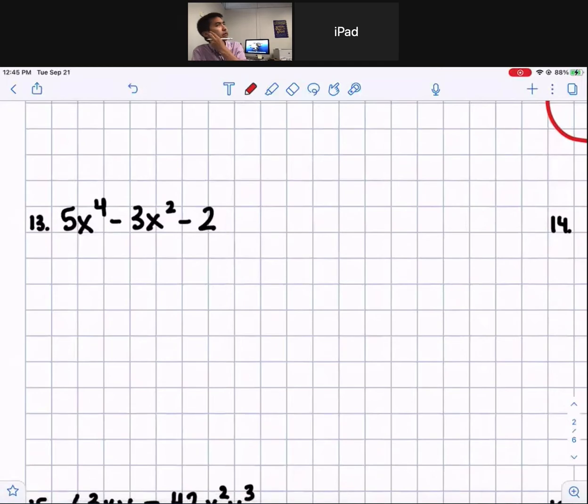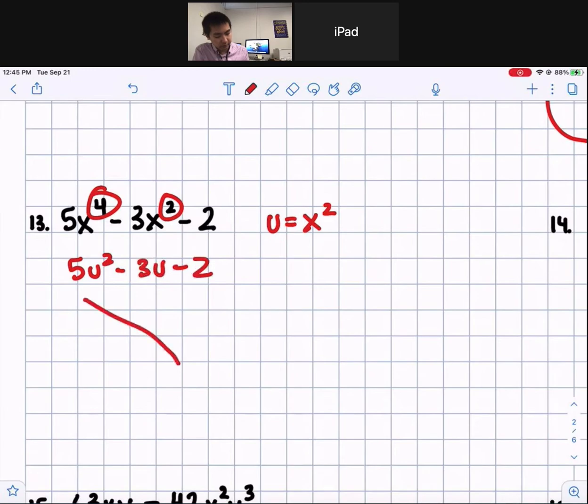13. This is a 4, and this has a 2, right? It's double, so this is a u substitution for the middle term, x squared. So you got 5u squared minus 3u minus 2. A times c up top is negative 10 and the bottom is negative 3. The two numbers are negative 5, I got a brain fart, and positive 2.